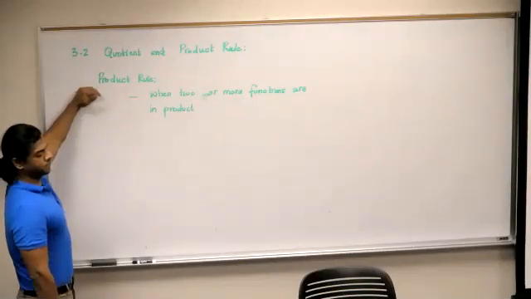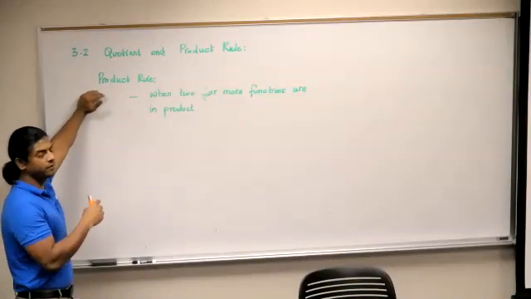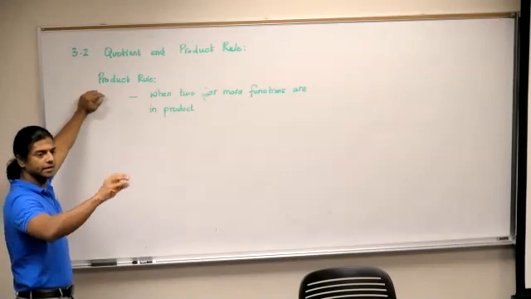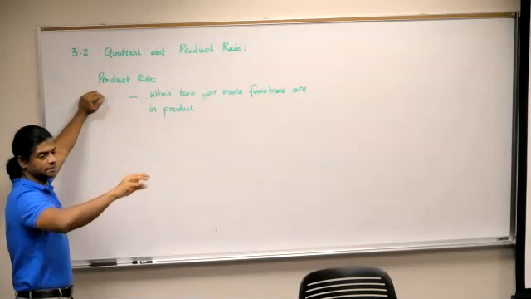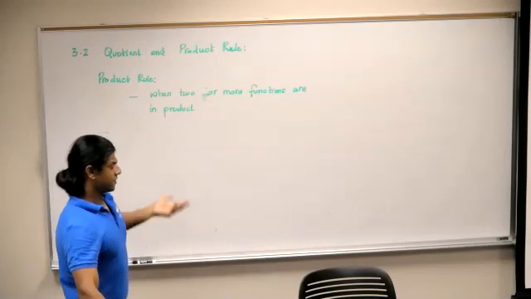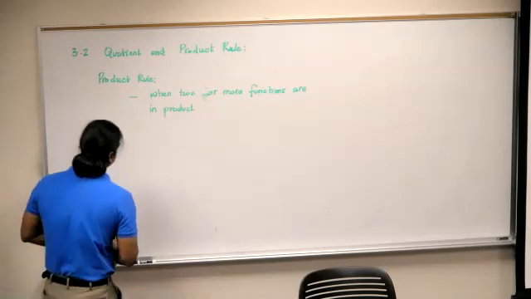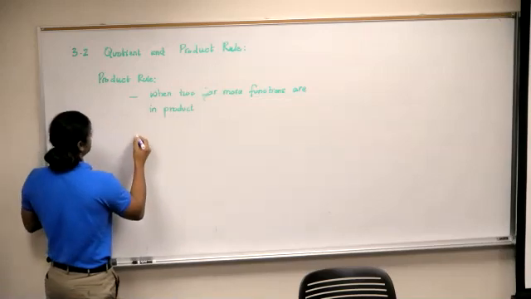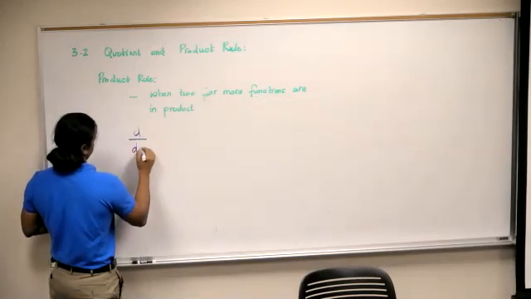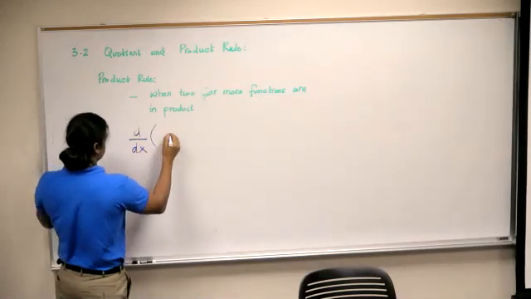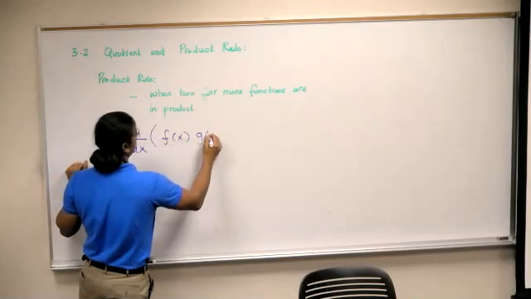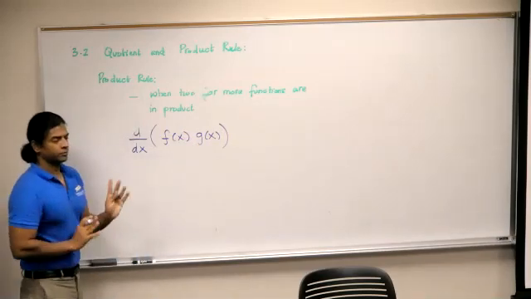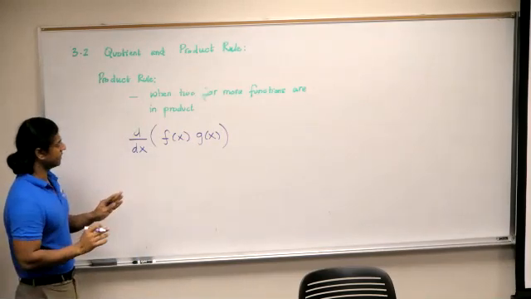So we use the product rule when we have two or more functions that are in product. In other words, you are multiplying functions. Common knowledge would state, well, if I want to take the derivative of, say, function f and function g, you would apply limit laws and stuff.